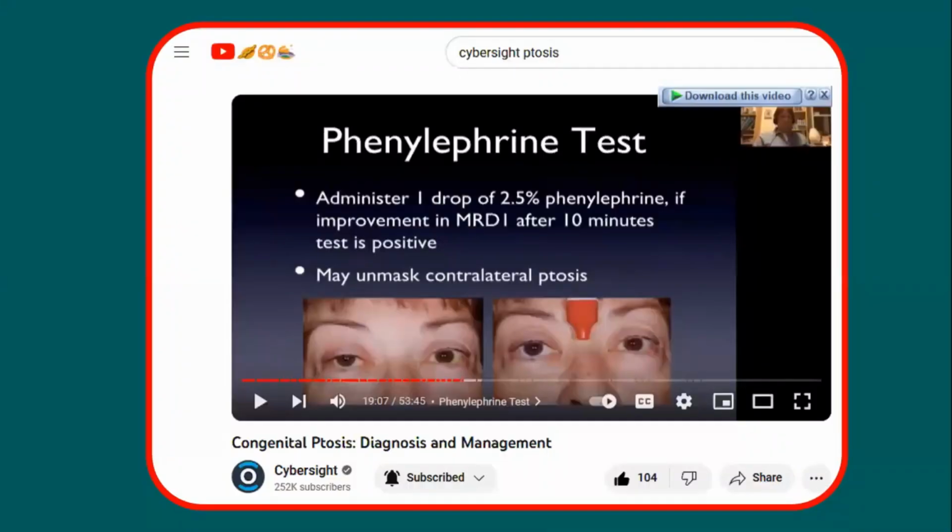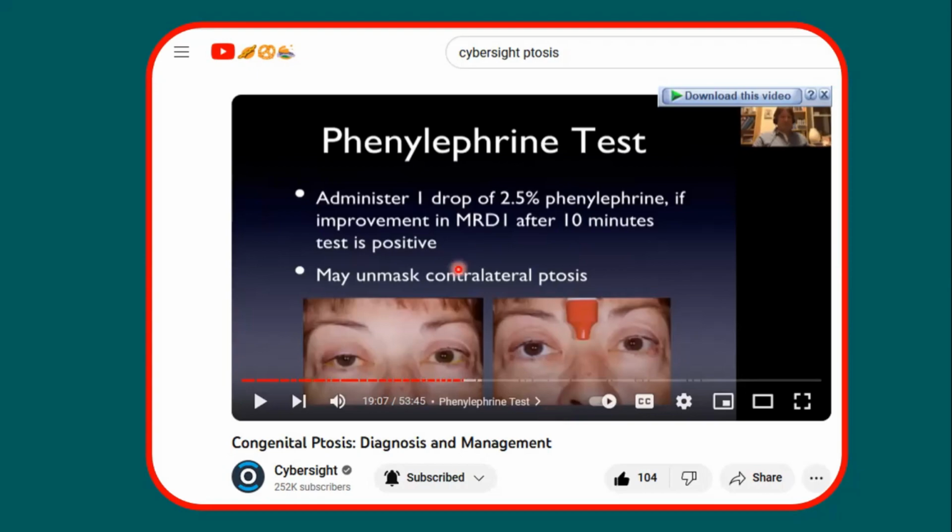Again, this is a screenshot from one of the CyberSight lectures. As you can see here, the speaker is showing us the effect of the phenylephrine test. There is right ptosis, and after application of phenylephrine 2.5% and waiting for 10 minutes, there is improvement on the right side. So this lady is a candidate for Muller's muscle conjunctival resection surgery.